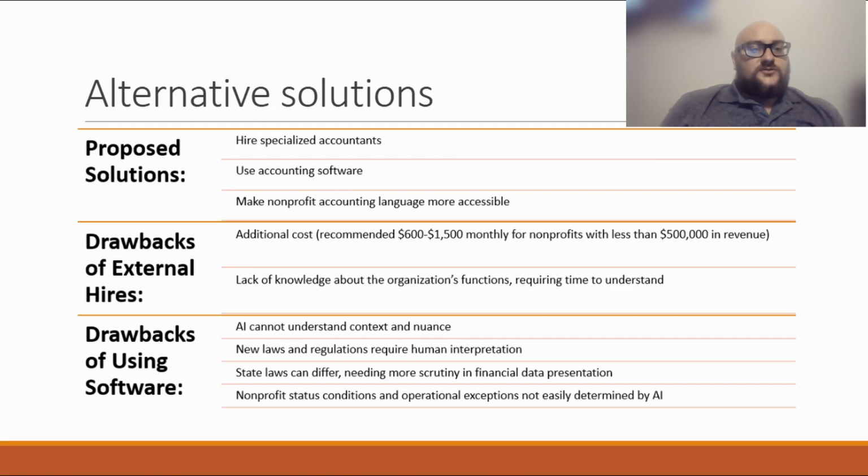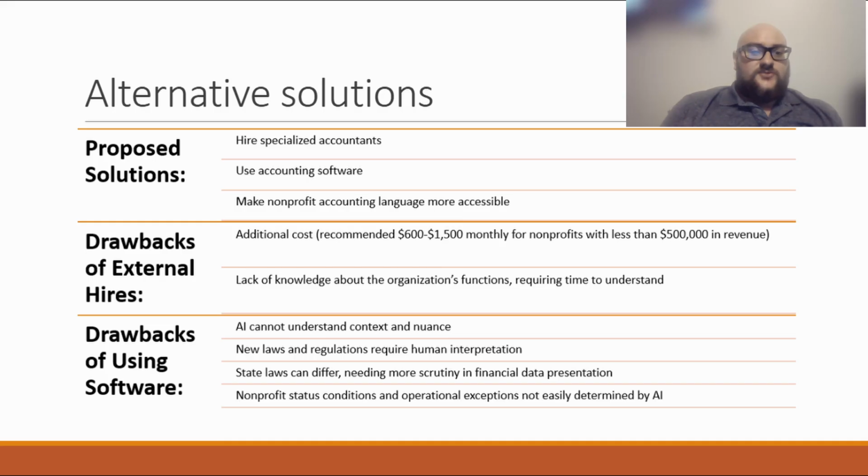Three of the proposed solutions that I found during my research include the following: hiring specialized accountants, using accounting software, and making nonprofit accounting language more accessible. However, two of these points have major drawbacks. One, the additional cost that is recommended for most nonprofits to hire a specialized accountant can range between $600 to $1,500 monthly for a nonprofit organization that makes less than $500,000 in revenue.